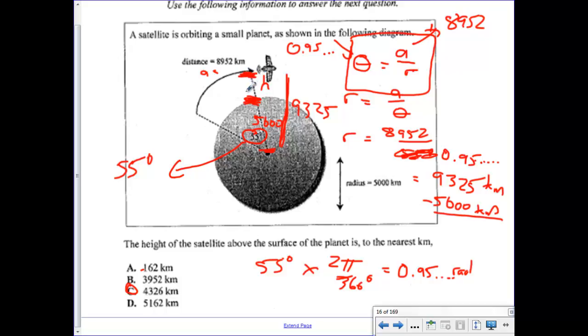Because we wanted to figure out the actual height of this from here to here. And then this part here was already 5,000. When you divided by 0.95, you should have divided by like 0.95, etc. Oh, yeah.